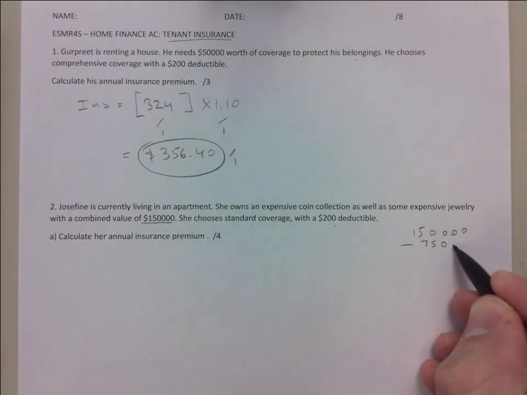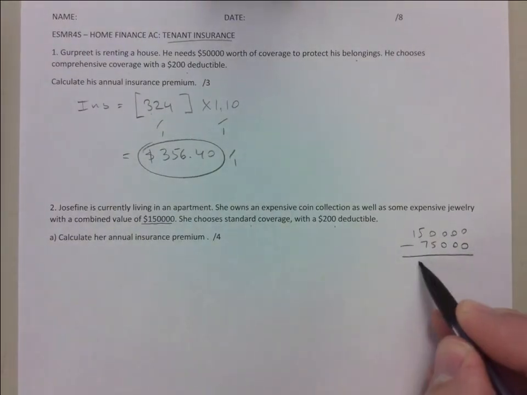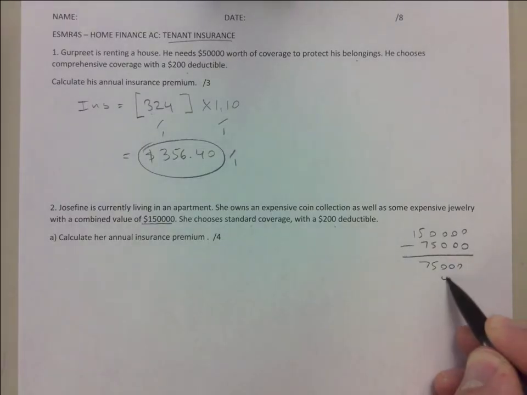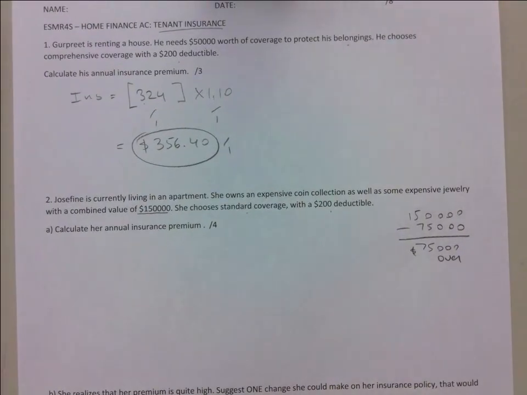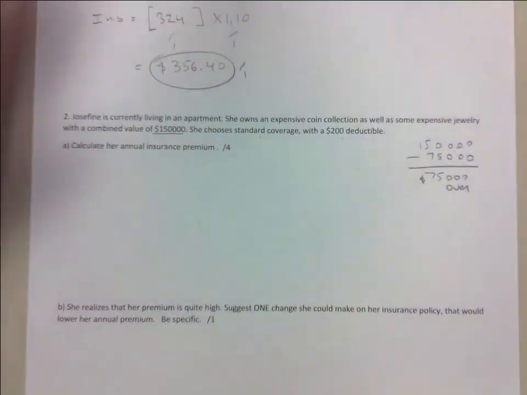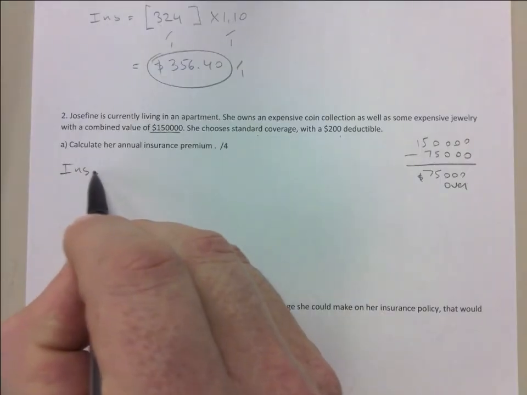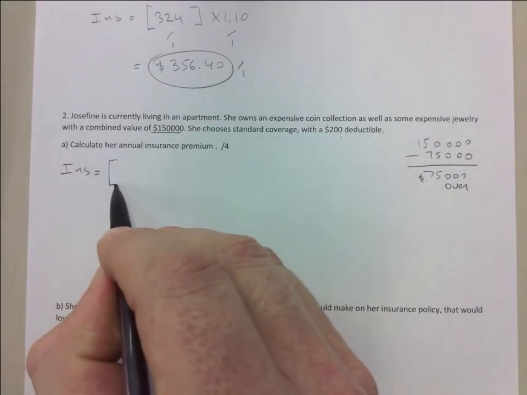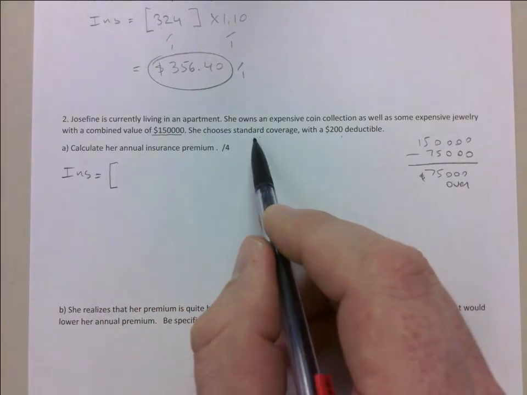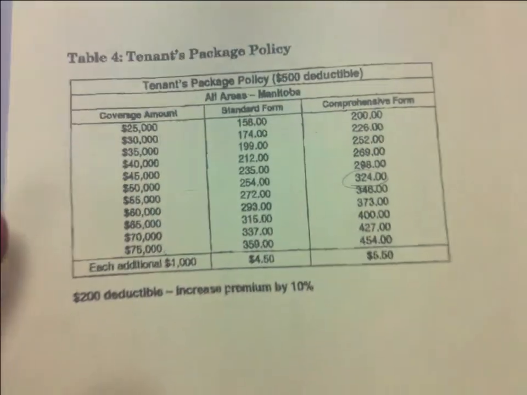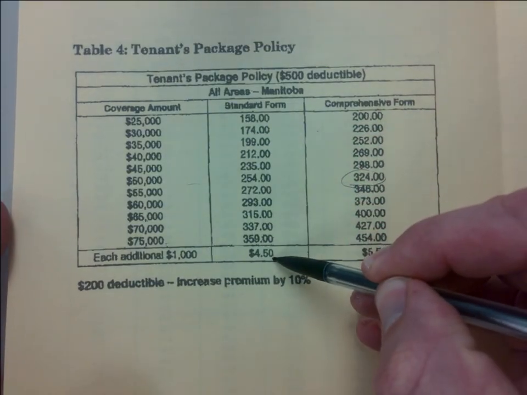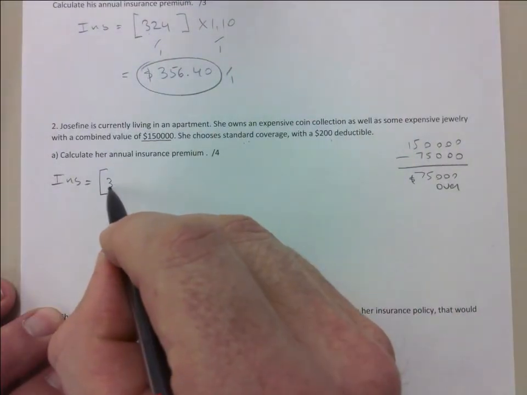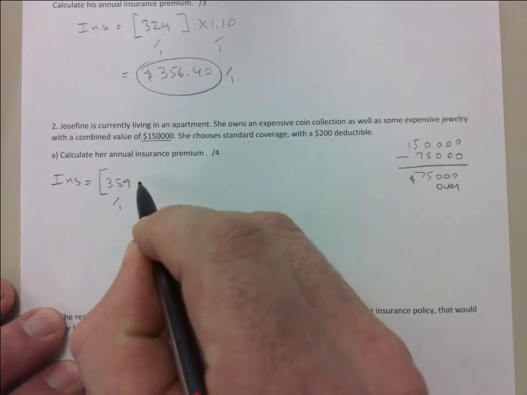So we take away the 75,000. So we're over by 75,000, okay? So let's start our formula here. Insurance is, we want standard coverage. So we go all the way to 359. And we want the 450 as well because we're going over. So if you have the 359, you get a mark already.